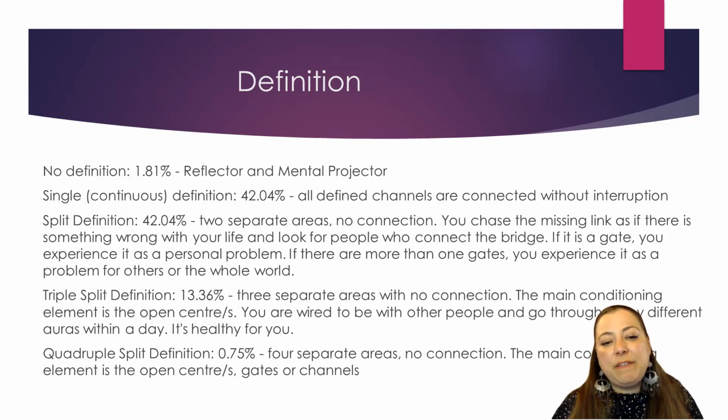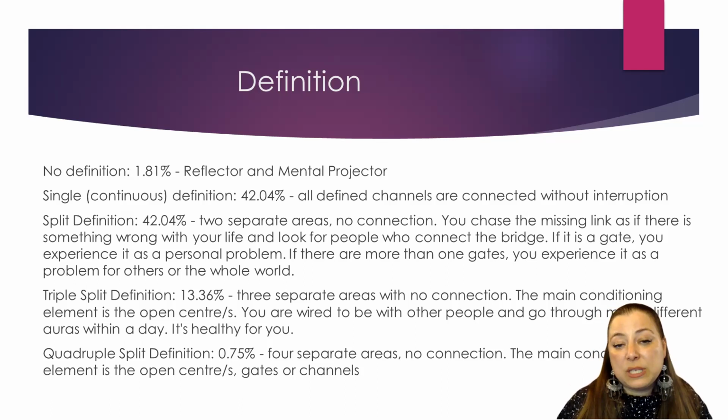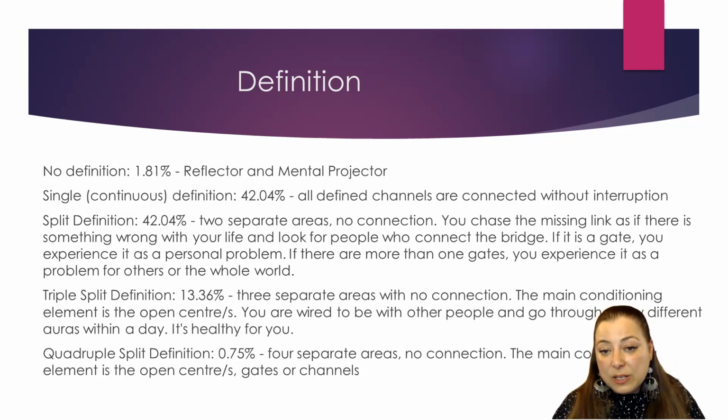The triple split definition is 13.36%, which is three separate areas with no connection. The main conditioning element is the open center or centers, and you're wired to be with other people and go through many different auras within a day. It's very healthy for you. Quadruple split definition, 0.75%, four separate areas with no connection. And the main conditioning element is the open center or centers, gates, and channels.